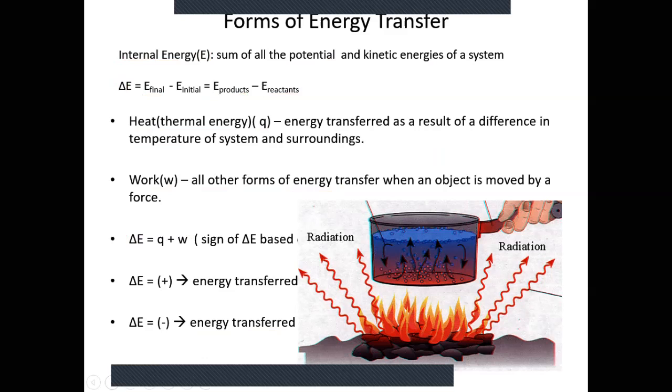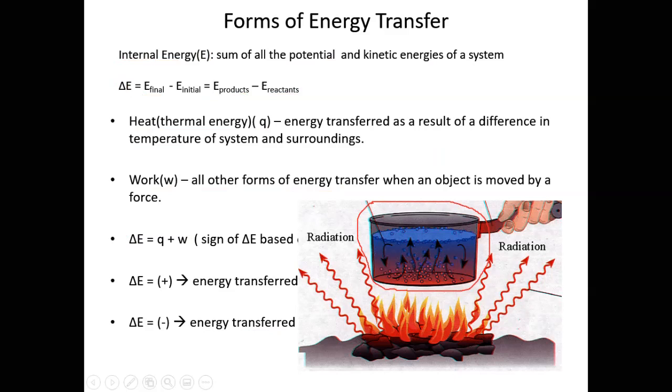So for example here, if we look at this pot of water, and let's define the pot of water as the system. So the pot of water is the system, and the heat is going from the surroundings to the system. So here Q would be positive because the system is absorbing heat. Now if it only absorbed heat and no work was done, then delta E would be positive. Energy is transferred from the surroundings to the system.